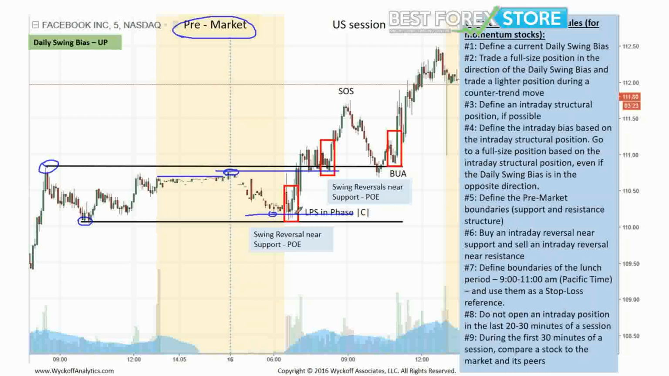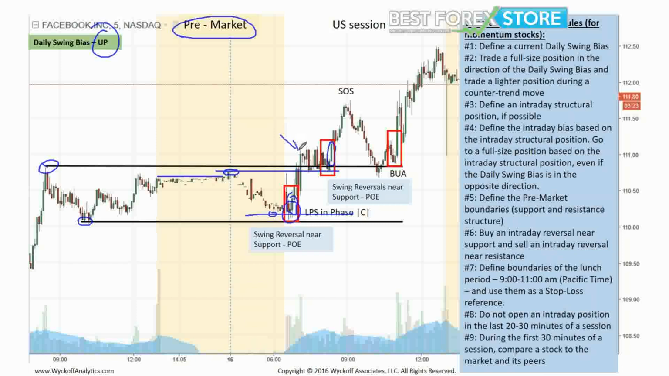If my bias, daily swing bias at this point is up, and I'm looking for all of the signals to the upside, then my favorite signals are all going to be around support area. And all three signals that I'm showing here are all near the support. Here is your support number one and the reversal. Here's your support number 2 and the reversal, and I'm saying that this is support.